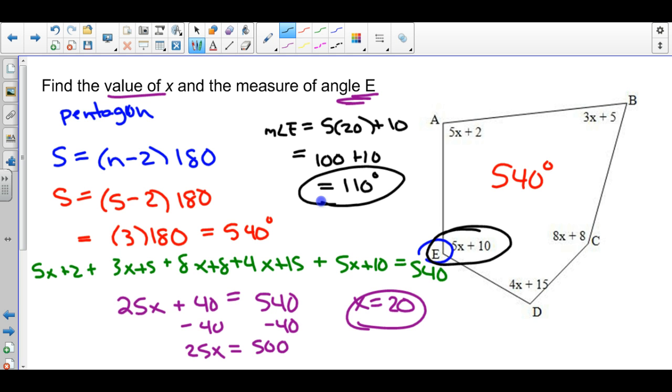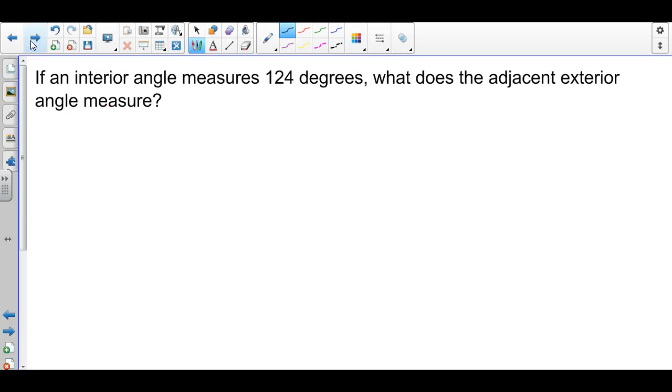So we have successfully done the two things that the problem was asking for. That was an application of using the sum of the interior angles. Now we're going to talk a little bit about exterior angles, which is going to bring in that keyword supplementary, where the interior angle and the exterior angle are going to add up to a total of 180.